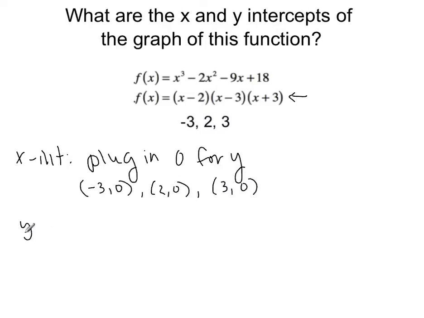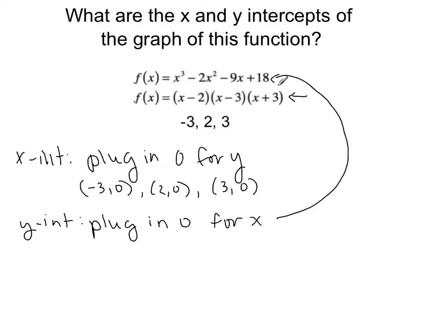The y-intercept I get by plugging in 0 for x. And the place that's easiest to find my y-intercept is looking at the unfactored form, because if I put in 0 for x here, I'm just left with the constant. So my y-intercept is (0, 18).